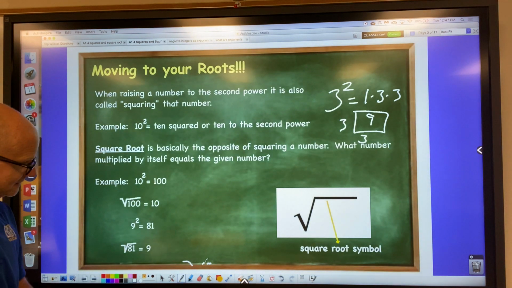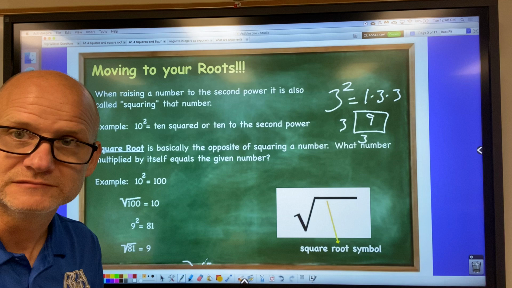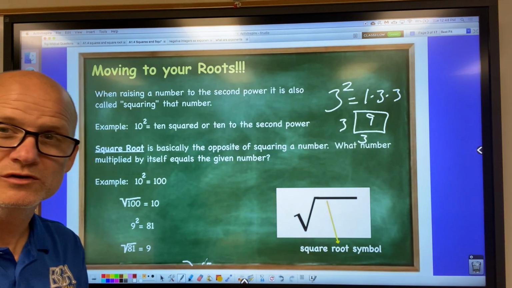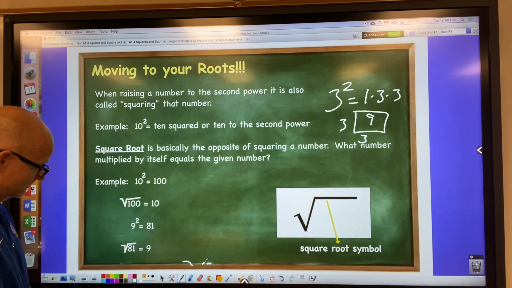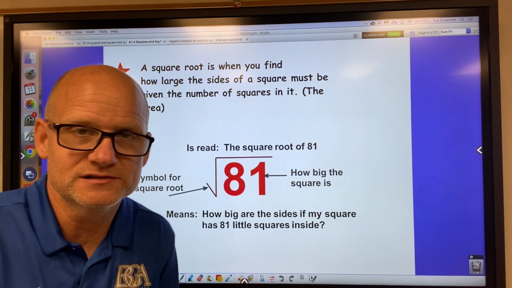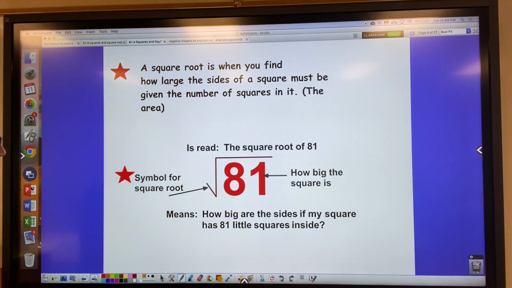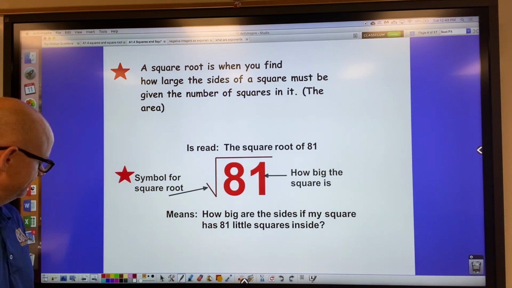Hope that makes sense. Just like 9 squared is 81, because 9 times 9 is 81, right? So what's the square root of 81? The square root of 81 is 9. So just write this down. This might help you memorize what we just discussed. I'll give you a minute to do this.